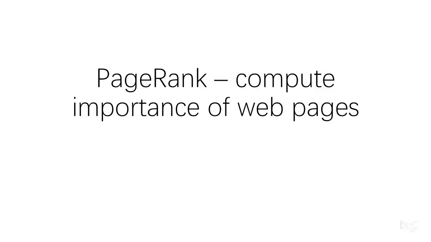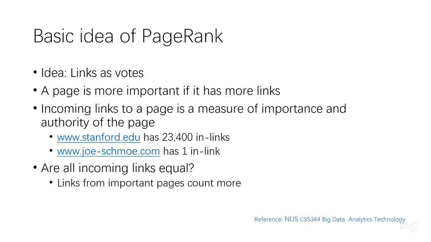Now moving to the PageRank, which is a way to compute the importance of the web pages. The basic idea is the nodes are the web pages and the hyperlinks are the edges, and the link carries a vote. A page is more important if it has more incoming links, and the incoming links are a measure of the importance and authority of the pages. We can see Stanford has 23,000 in-links, while other web pages may have 0 or 1 in-link.